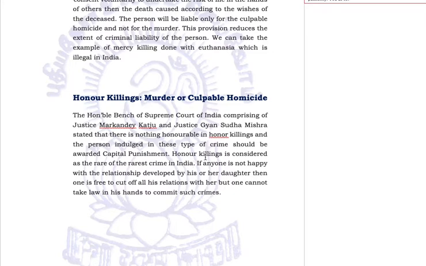If anyone is not happy with the relationship developed by his or her daughter, then one is free to cut off all relations with her. But one cannot take the law into his hands to commit such crimes. This is what the Supreme Court says, that there is no honor in honor killings. So a case of honor killing will not be treated like culpable homicide. It will be treated like a murder.